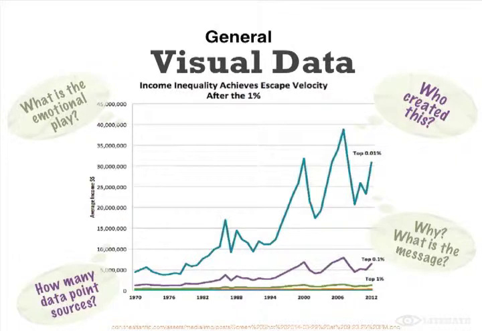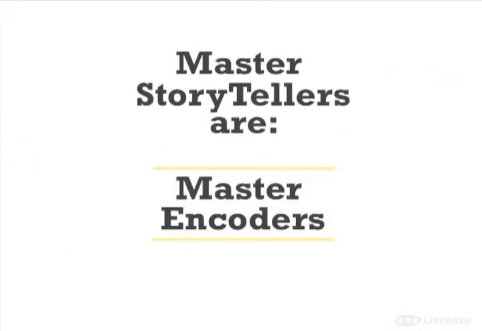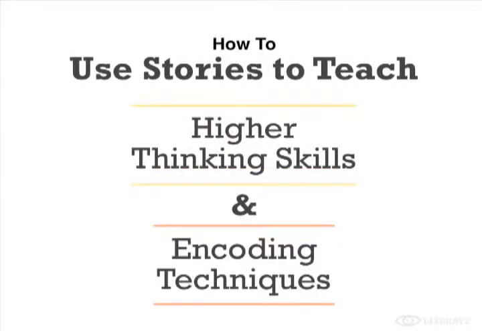This visual data and this graph, we can look at it and ask, what is the purpose of giving us this information? And how many data points were used in order to determine this outcome? What is the message here? Because in the end, master storytellers are master encoders of information through symbols and archetypes and stereotypes and context. And these are the types of concepts that we need to really examine when we look at images.